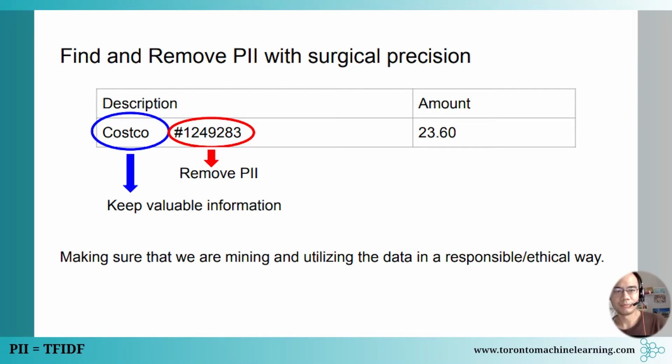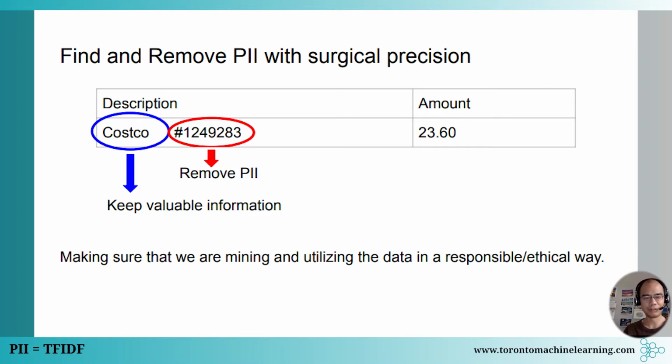You can try to mine and utilize the value hidden inside the data. But nowadays, PII is a hot topic because within those data, there could be a lot of information that is private and sensitive. In order to utilize your data in a responsible and ethical way, we need to first remove that piece. At the same time, we cannot just destroy all the data, because we want to keep some valuable information. So the ability to remove PII with surgical precision is going to be very useful nowadays for big organizations to leverage their data.